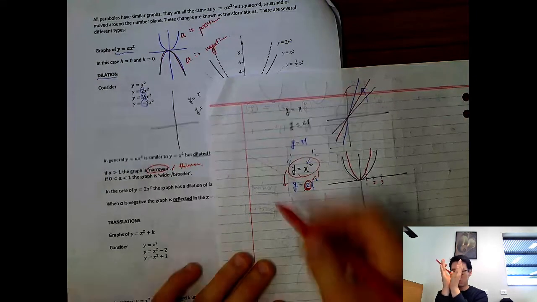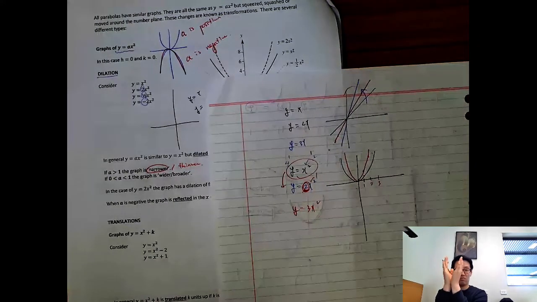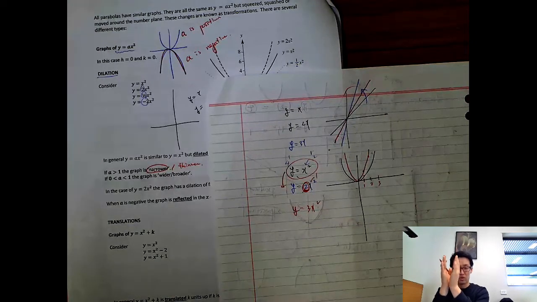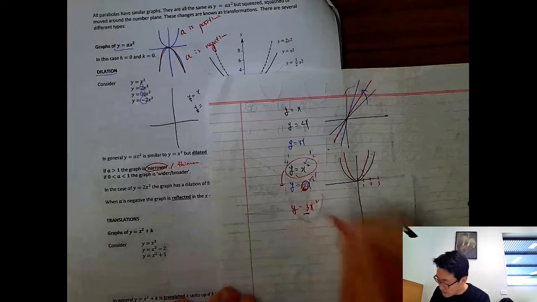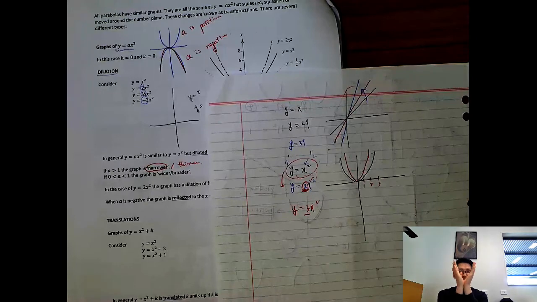What about y equals 3x squared? Do you think it's going to move this way or be narrower? It's going to be narrower. So when this a value increases in the positive way, we will have thinner and thinner graphs.